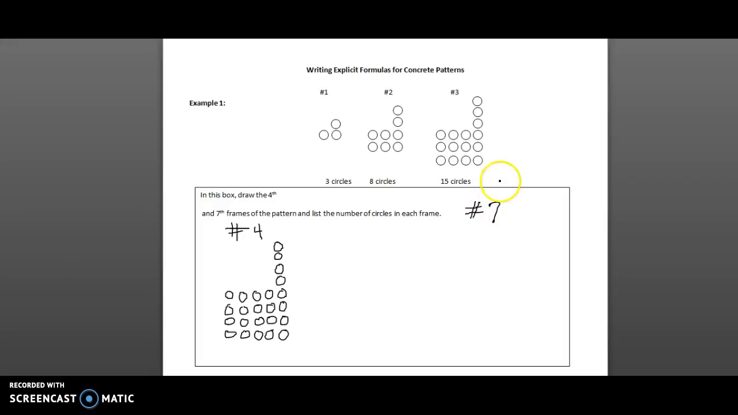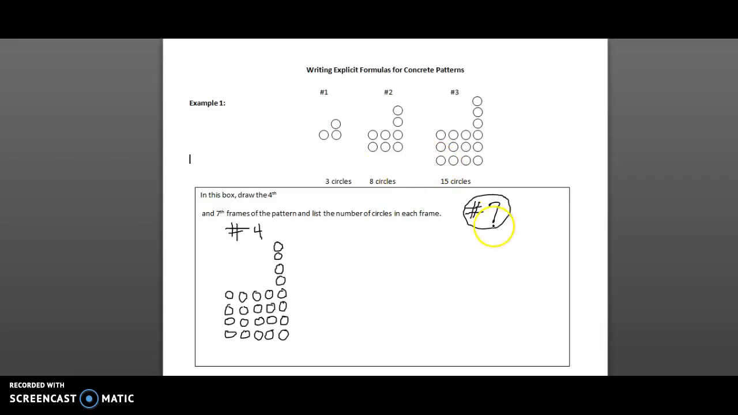I am going to look at it explicitly, which means I'm going to decide how many do I need across, how many do I need up, and how many do I need in the chimney, and I'm going to base that on the frame number that I'm on. So I examine what's going on up here, and I see in the 3rd frame, there are 4 across the bottom. In the 2nd frame, there are 3 across the bottom. And in the 1st frame, there's 2 across the bottom. So I'm seeing that the number of circles along the bottom is 1 more than the frame that I'm on.